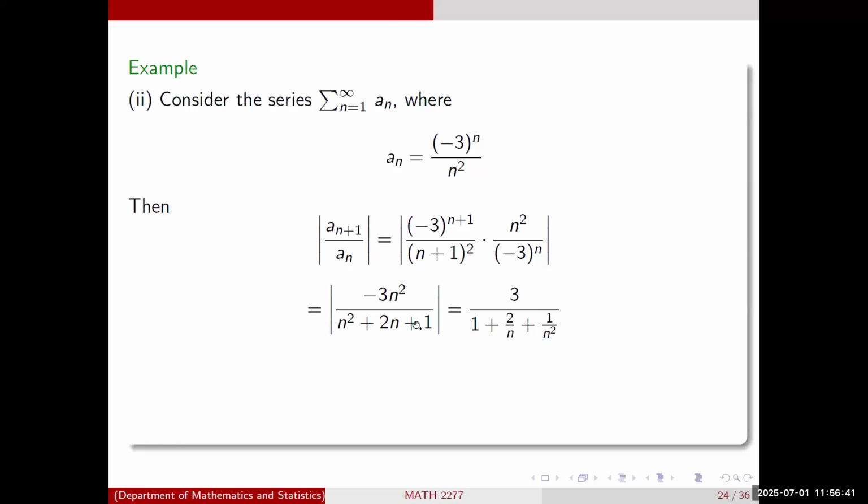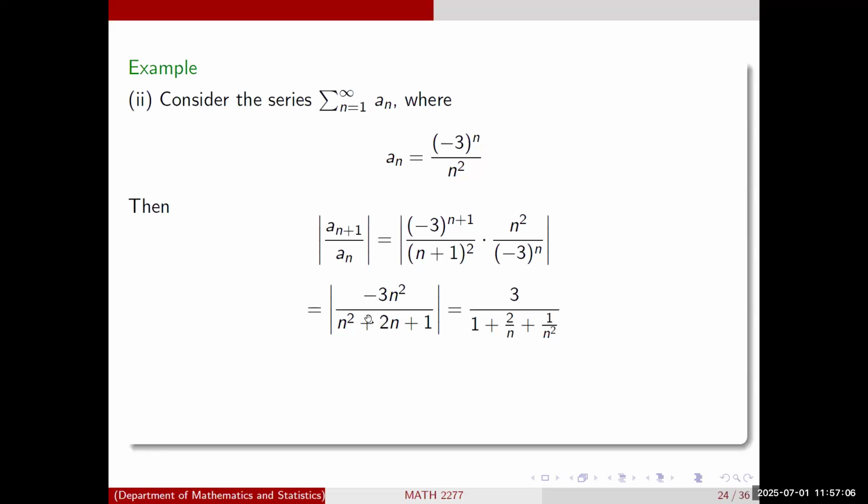Okay. So in the numerator, I will get minus 3 to the n squared. In the denominator, where you have n plus 1 all squared, expand it out, right? So a squared plus b squared plus 2ab. So expand it out. And, well, the modulus gets rid of the minus sign there.